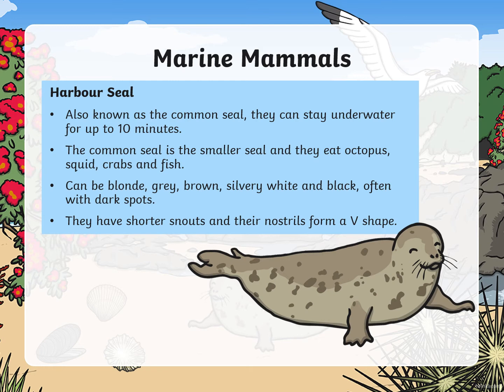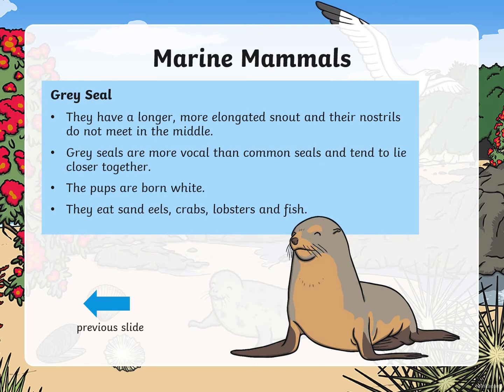They can be blonde, grey, brown, silvery, white and black, often with dark spots. They have shorter snouts and their nostrils form a V shape. Here we've got a grey seal. They have a longer, more elongated snout and their nostrils do not meet in the middle. Grey seals are more vocal than common seals and tend to lie closer together. The pups are born white. They eat sand eels, crabs, lobsters and fish.